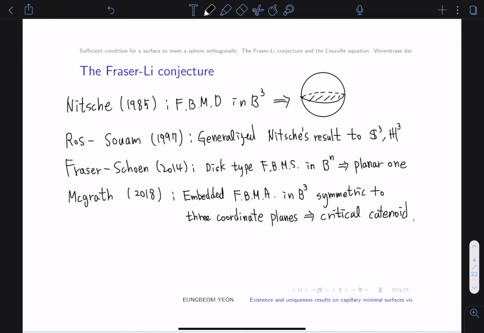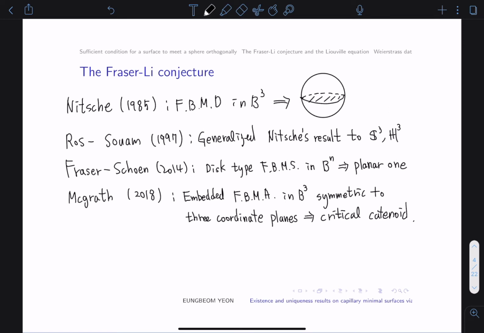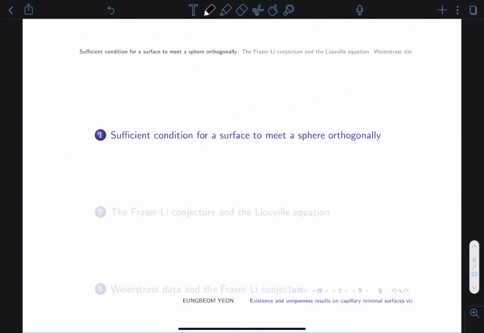And recently, McGrath showed that if an embedded free boundary minimal annulus in B3 is symmetric with respect to the 3 coordinate planes, then it must be the critical catenoid. So only partial results are known for now for this conjecture. We now talk about a sufficient condition for a surface to meet a sphere orthogonally.